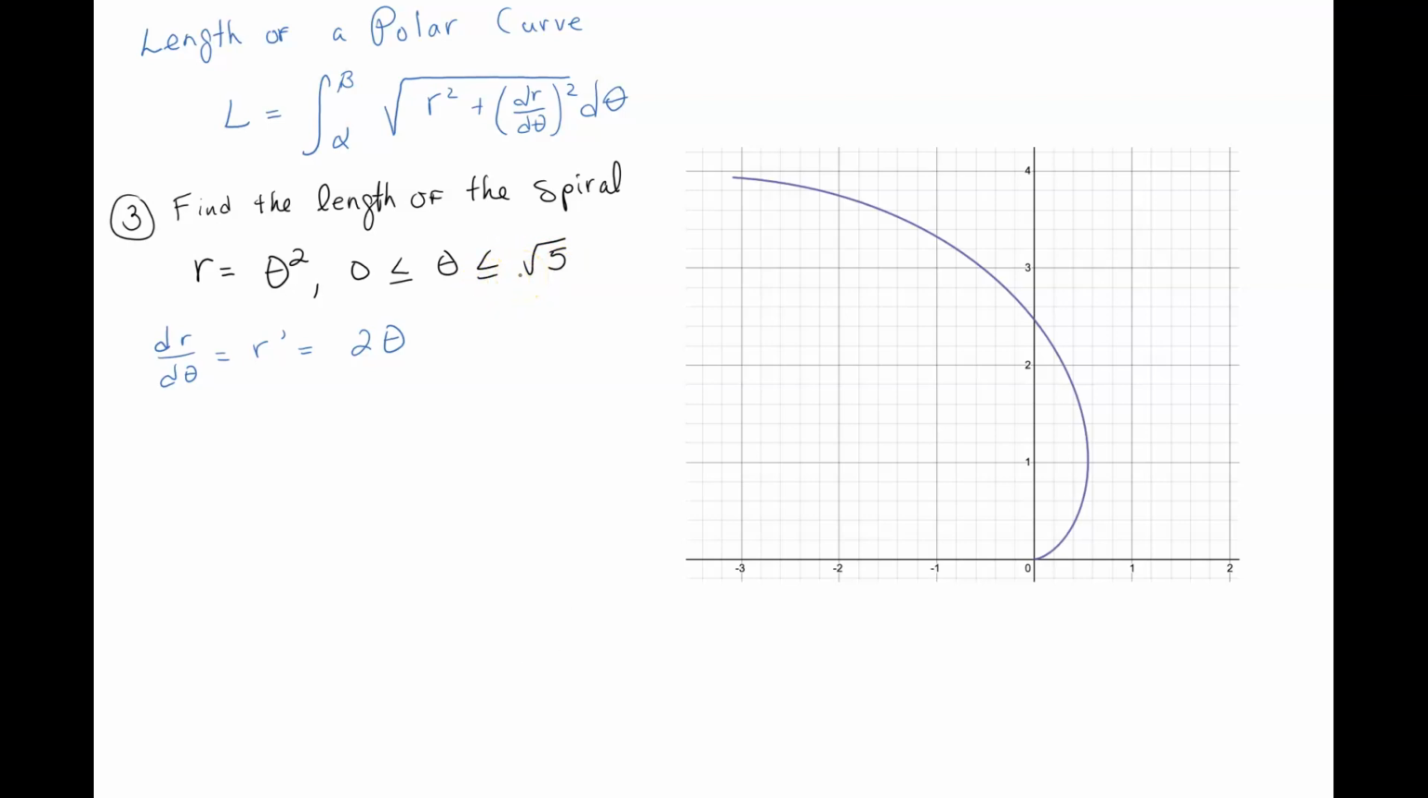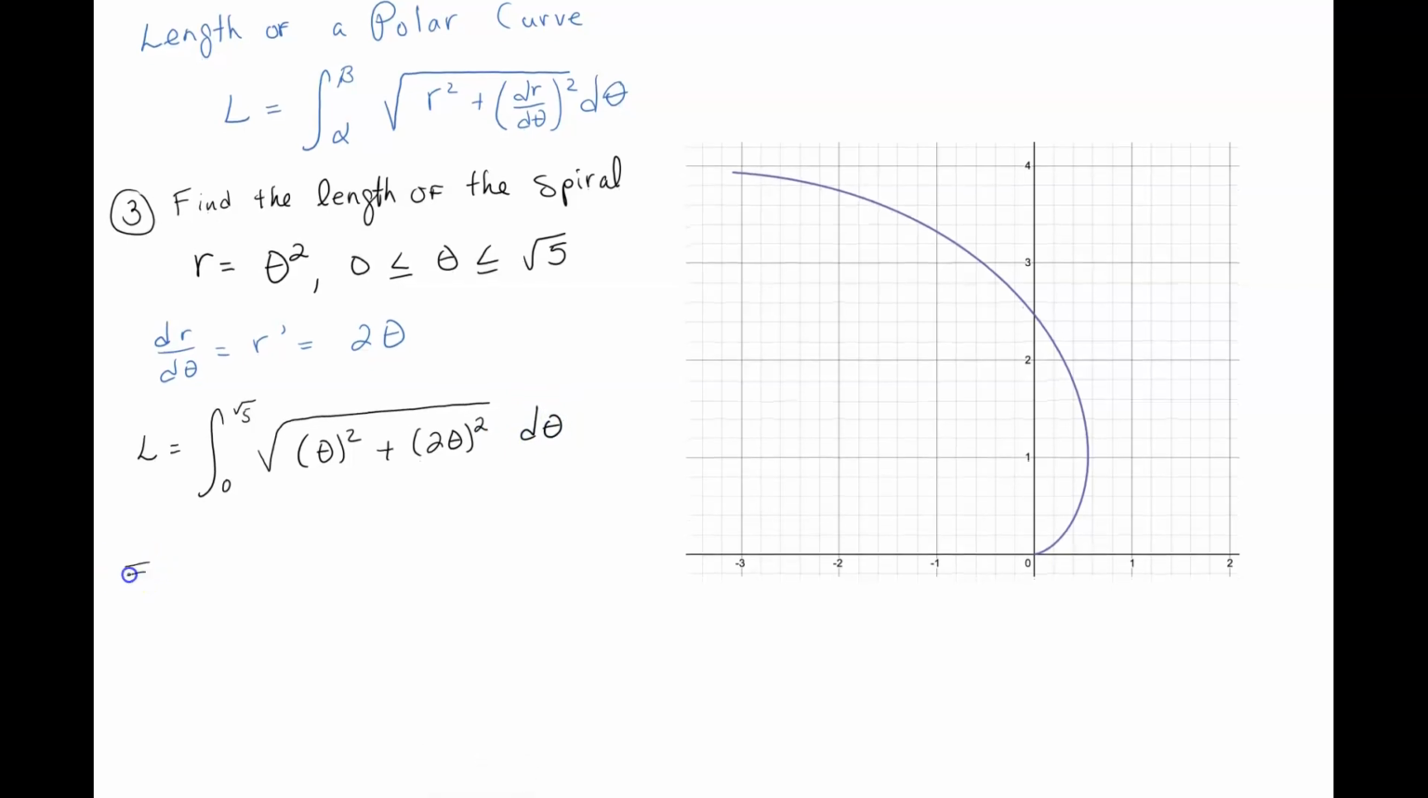All right, so let's fill in what we know. The length L is going to be the integral from 0 to the square root of 5 of the square root of r squared, which is theta squared, plus dr/d theta, which was our r prime, which we just said was 2 theta, squared, and then d theta. Okay, so we have that, and it's not too difficult after this.